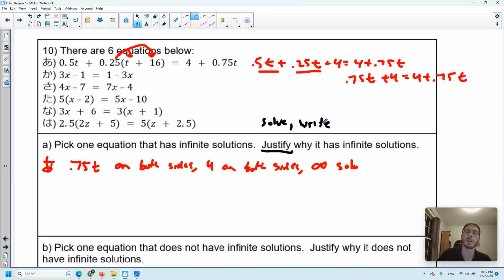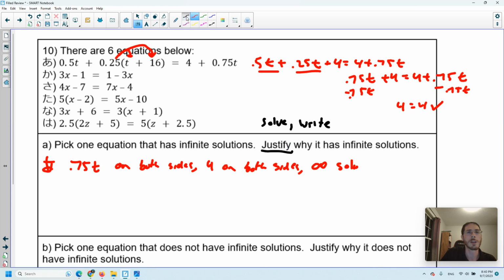So I could take my writing option. If I don't want to take the writing option, if I want to do the solving option, I do need to keep going. I need to subtract 0.75t from both sides to get 4 equals 4. And now I can then put a little check mark there and say, okay, I'm done there also. So that would be my other option to show, okay, I did get just the number equals itself, so therefore it has to be infinite.